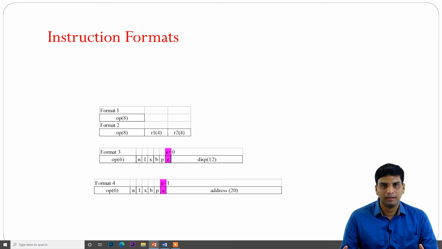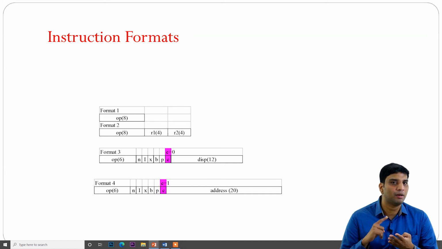The instruction formats and addressing modes will be explained in detail in the next class. So here we will be learning only this. We have 4 instruction formats: 1, 2, 3 and 4. Format 1 contains a 1 byte instruction, format 2 a 2 byte instruction, format 3 a 3 byte instruction and format 4 a 4 byte instruction. Clear? So the structure is given.